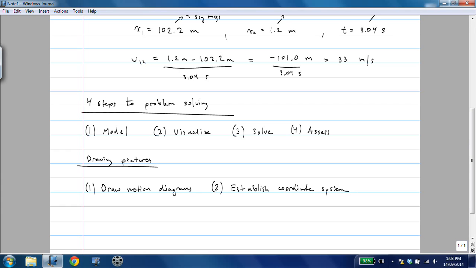So we want to establish our coordinate system. 3, we then want to sketch the situation. So you want to sketch it out so it becomes a model which you can visualize and you can get some intuitive information about.